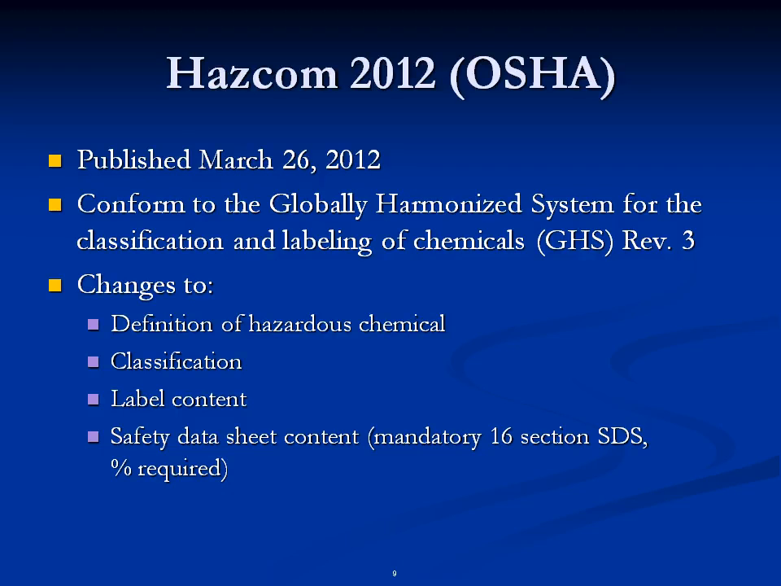So the standard made some changes to the definition of a hazardous chemical in order to cover all of the hazards that are covered in the GHS. They made changes to how we define a hazard, or now we call that process classification, to label content, and that's where you're going to see the most striking changes, and also safety data sheets, in that there is now a mandatory format for safety data sheets, and we'll go through that at the end of the presentation here today.